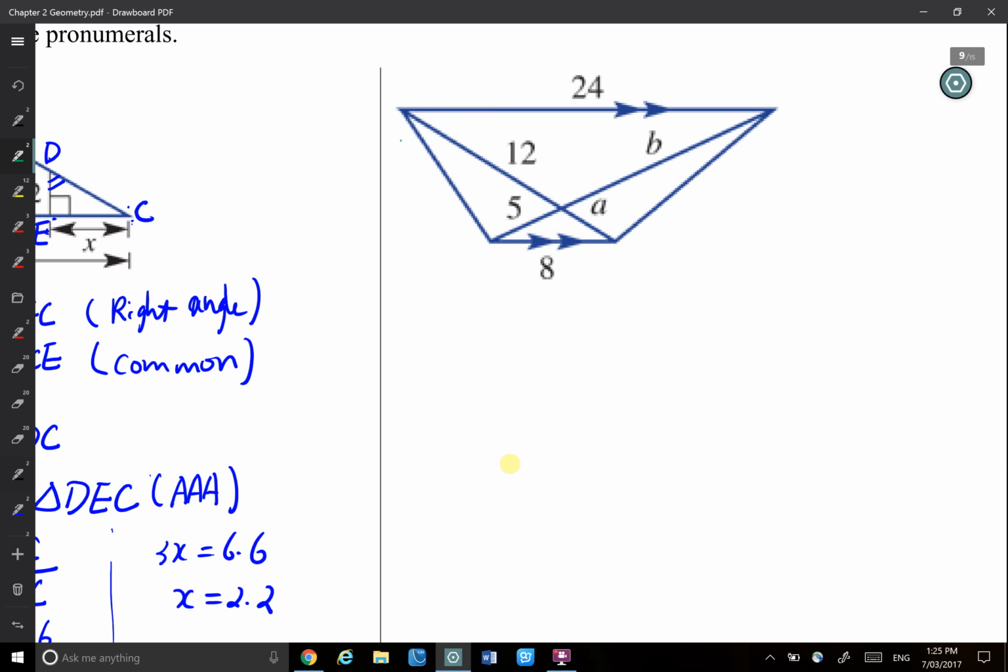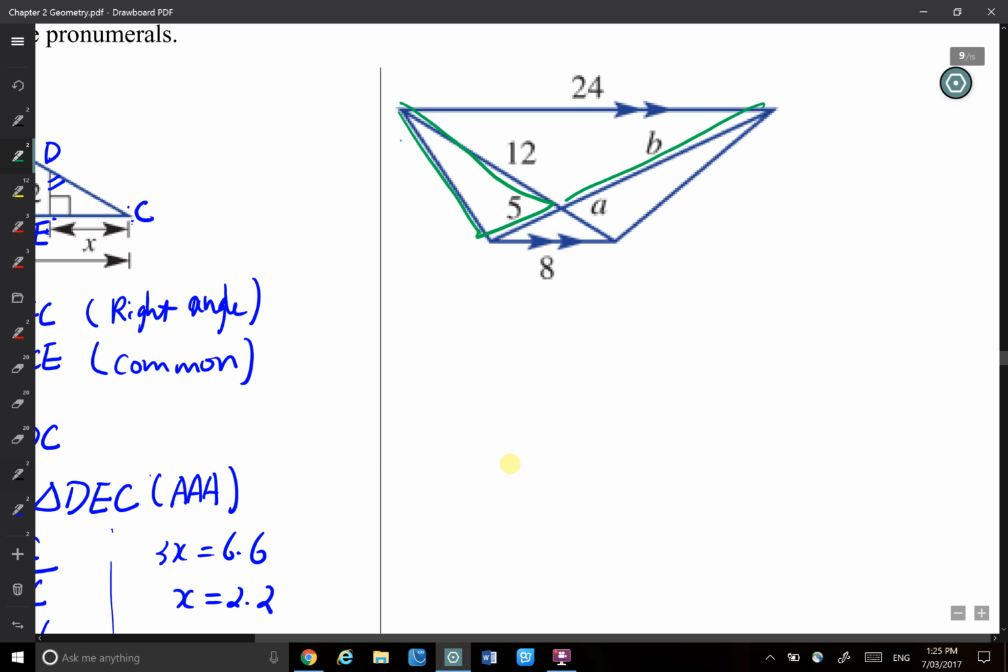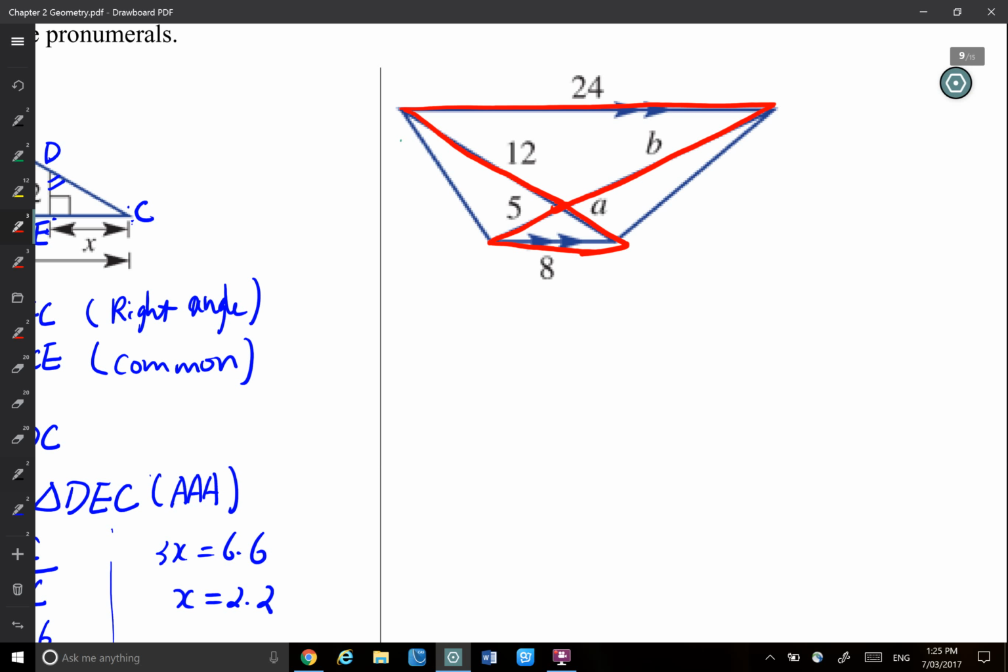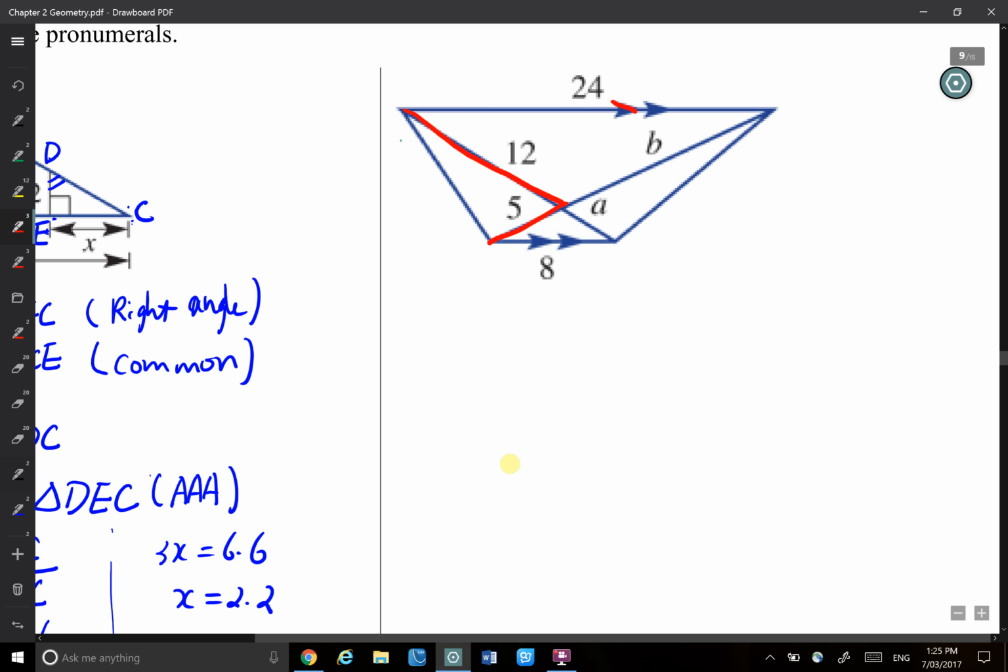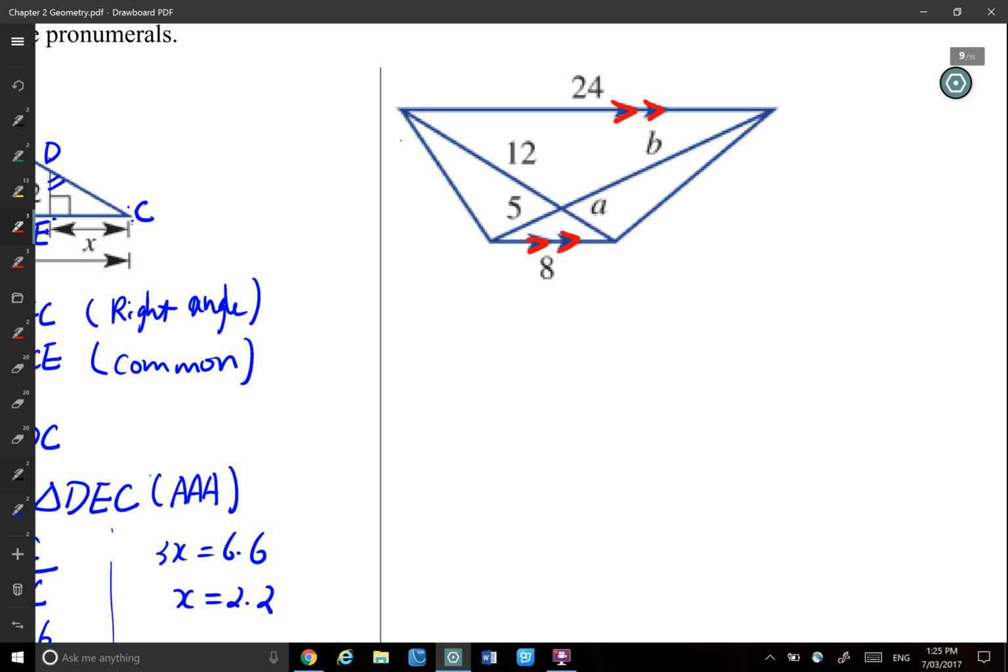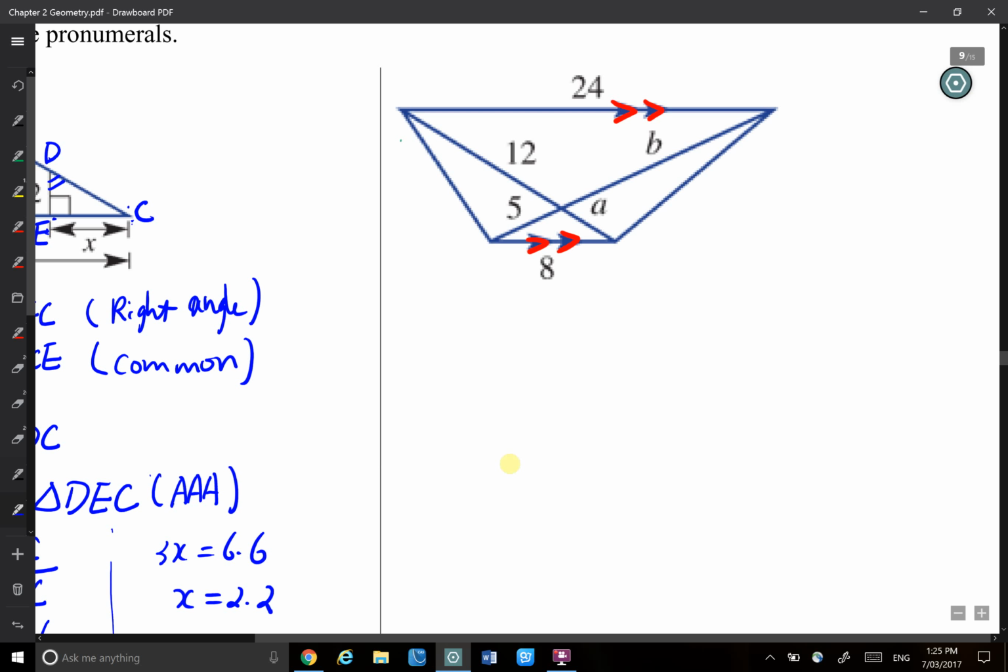If we use this one and this one, 8 and 24 are missing from the two triangles, so I cannot use that one. So I can use this one and this one. I will use those two triangles because they have all the numbers involved. So what does this sign mean? This one means those two lines are parallel to each other. When you see that on the graph, the red part, that means they are parallel lines.